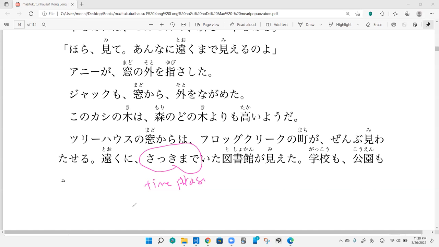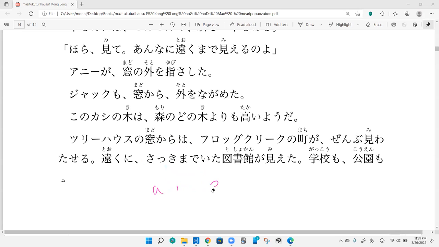So, saki made would be, I think it's like almost immediate. That's actually true. Yeah, saki made. It means not that long ago. A lot of times it'll be like just a second ago. In this case, it definitely does not mean that, just by context. But it really does mean they were just there a bit ago. So, a bit ago is saki made.